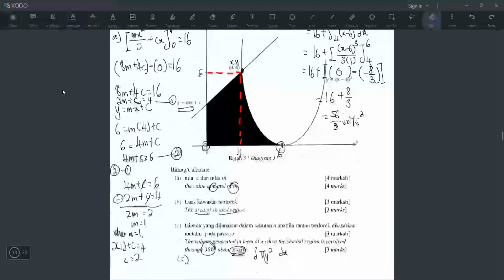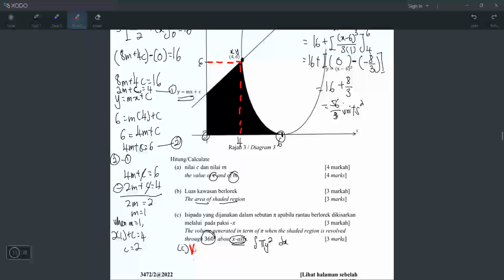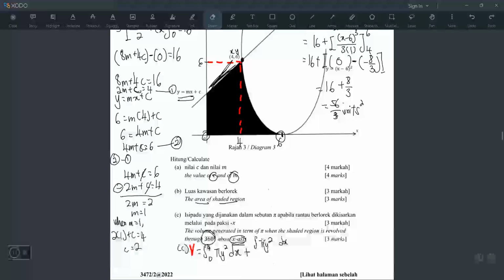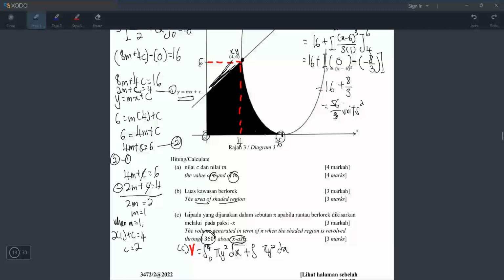So what I will do now is write down the first line first. I will write volume V equals integrate. The first step to find this volume is I will integrate from 4 to 0. And the formula will be pi y squared dx. But don't forget this y is for the straight line, because it's the straight line part. And then plus, use the same formula also, integrate pi y squared dx. And this time it's 6 to 4. And this time you have to substitute y with the curve equation, and the curve equation is given in the question. So now I will continue here.